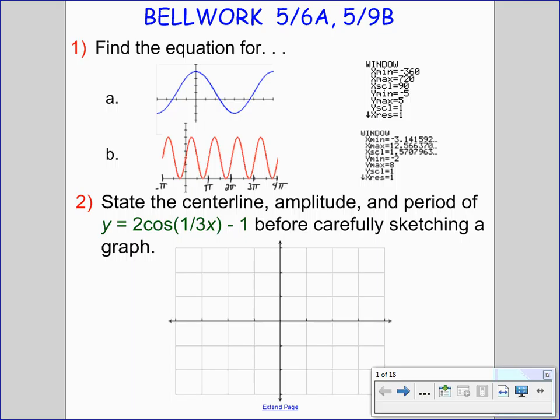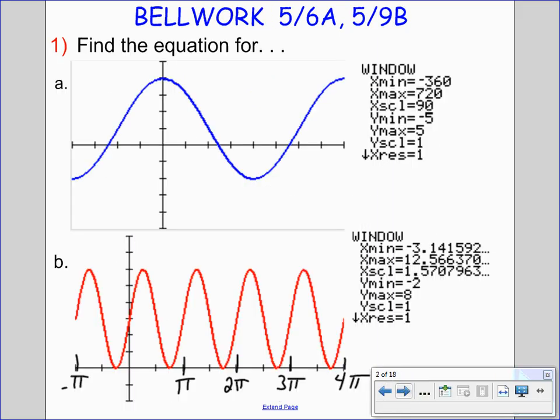All right, so can we find an equation for the given graph? Well, we can. We have to consider some key features. If we're starting with a max or a min in relation to the center line, then we know we'll use a cosine curve. If we're starting with an intercept of the center line, then we know we'll use a sine curve.